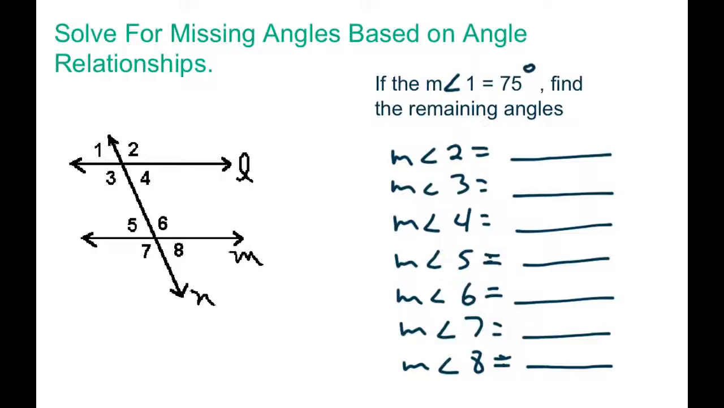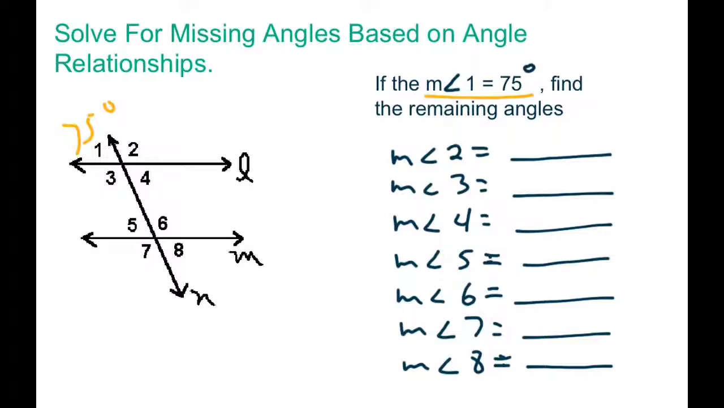All right, now, what we can do with all this, we can solve for some of the missing angles. All I need to know out of all 8 of these angles is the measure of 1. So they're telling me here that the measure of angle 1 is 75 degrees. So angle 1 is 75. I can find all the other angle measurements based on the relationships that we just looked at.